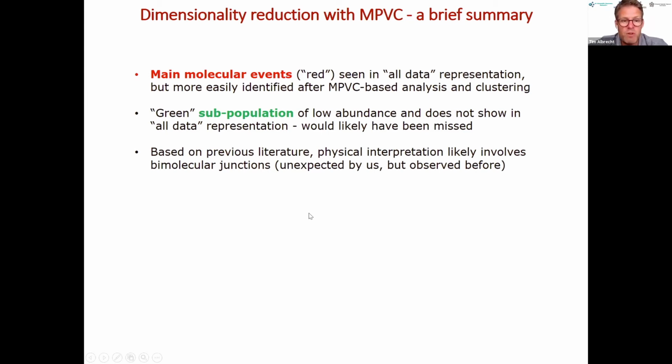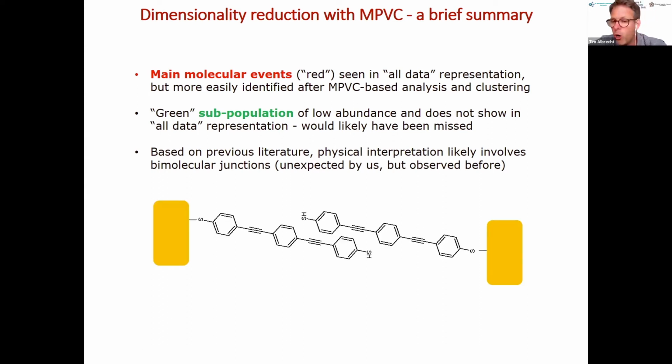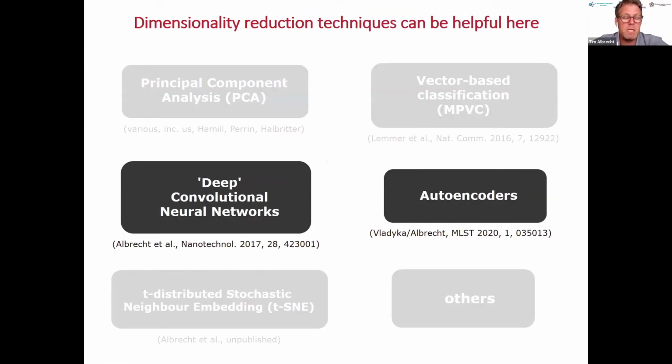But if we compare to previous literature, the physical interpretation of this very likely involves bimolecular junctions. Again, unexpected by us, but observed before. The previous data suggests that this might be a situation like that. So these are the two electrodes in yellow. As you pull them apart, you have interaction between two molecules here and correspondingly a lower conductance, because it's just not such a good molecular wire, right? So again, that shows you how you could use a dimensionality reduction approach to identify a population in the data that you weren't expecting, but in this case, had been observed before.